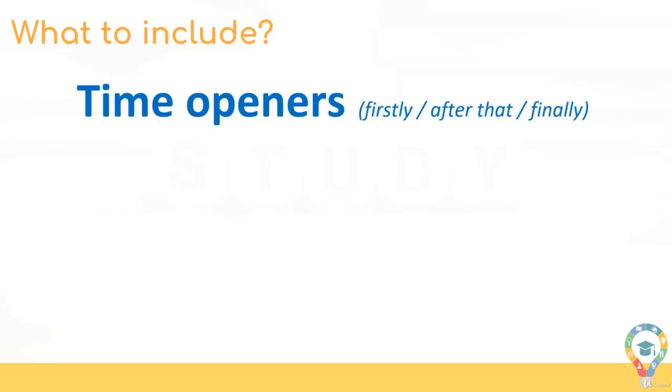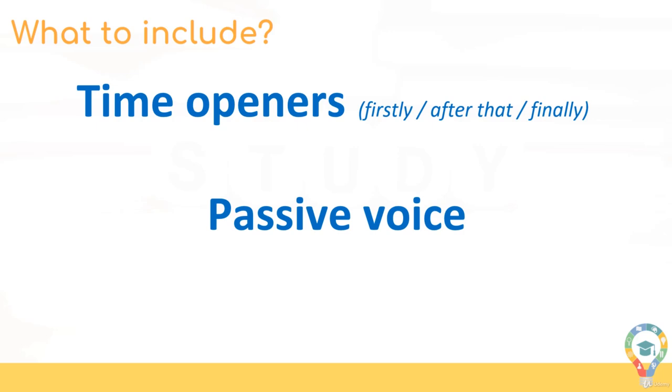Okay, so what kind of features do I need to include? As I did say, it's quite different to a charts and graphs question. So what do we need to do for our process question? We're going to need to use time openers, so sentence openers for sequencing. And here's a few examples. Firstly, after that, finally. Now, we use time openers so that we can order the stages in the process chronologically. So that means from the very start, from stage 1 right to the end. You'll also need to use the passive voice in your writing. I'll come back to that in just a second.